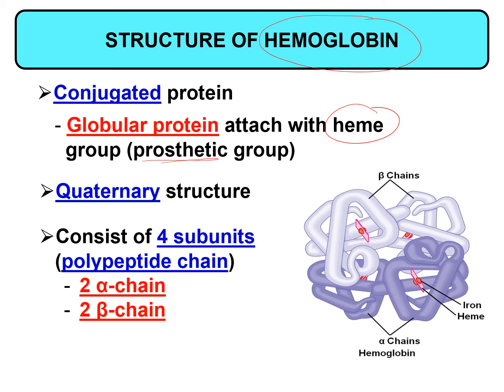So it is a conjugated protein made up of a globular protein. A globular protein means it has a 3D structure. The polypeptides are packed, twisted and folded into a globular protein. Since hemoglobin has 4 subunits of polypeptide chain, they are grouped as quaternary level structure of protein. Okay, it's a quaternary level because it has more than one polypeptide. The polypeptides are alpha chain and beta chain.